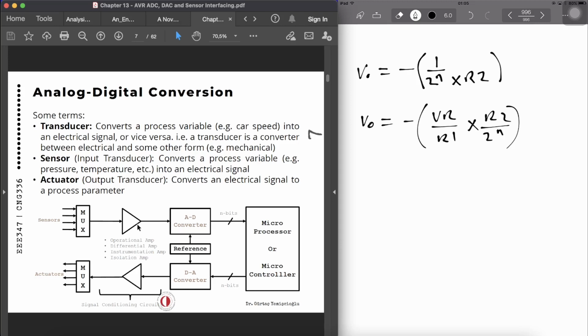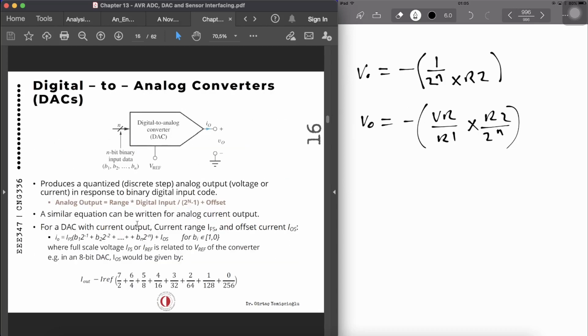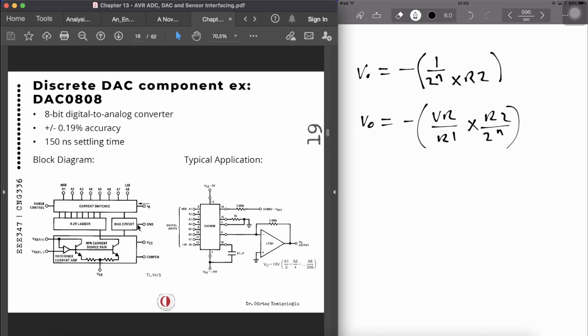Now, that was basically our discrete example. You can look at their datasheet to find more details about these discrete components and their accuracy and so on.